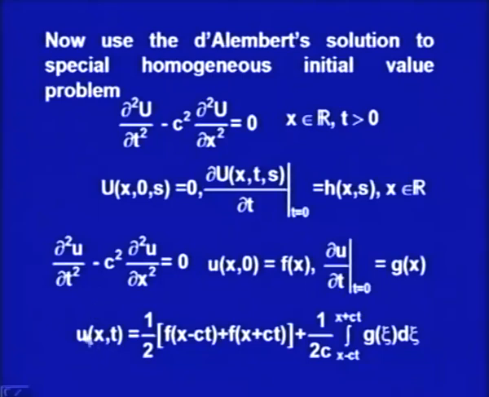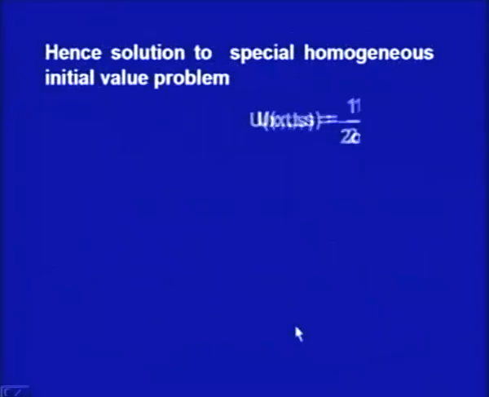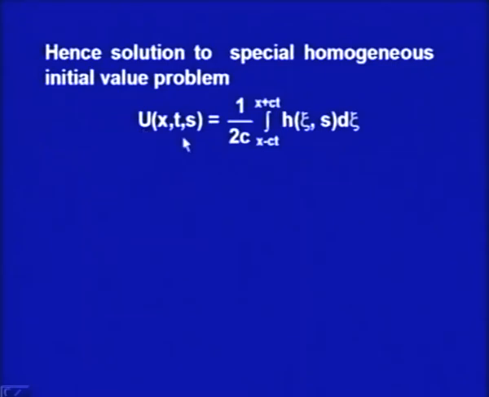So what is the solution for this? If you remember, the solution of this initial value problem was u(x,t) equals half of f(x minus ct) plus half of f(x plus ct) plus 1 by 2c integral from x minus ct to x plus ct of g(xi) d xi, where g(x) was the second initial condition, the initial velocity. Now, my f is 0 here and g(x) here is h(x,s). So we get the solution capital U(x,t,s) as 1 upon 2c integral from x minus ct to x plus ct of h(xi,s) d xi. This is the solution of my special homogeneous problem.